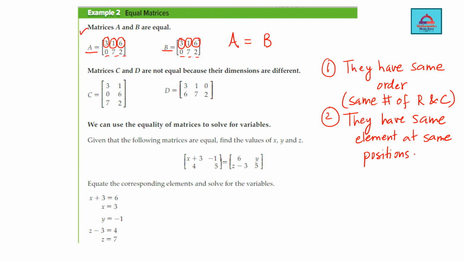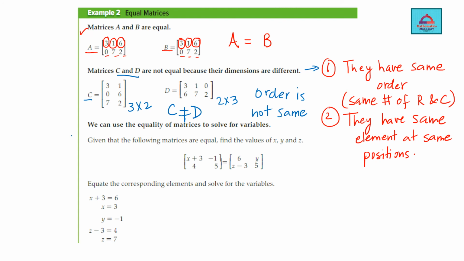Let's see another one, matrix C and D. Matrix C has how many rows? 3 rows. How many columns? 2 columns. However, this is opposite, 2 rows, 3 columns. So their order is not the same, it's different. If the order is not the same, this condition is not true and therefore they cannot be equal. So C is not equal to D.